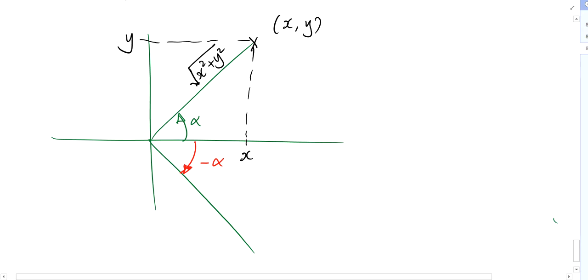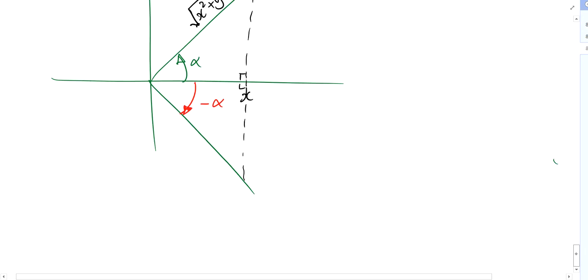And because I have another angle, a negative angle, I can do the same, right? So I draw this line down. What is the length again for the hypotenuse? Square root x squared plus negative y squared, which is the same as square root x squared plus y squared, right? No change. What about the y value? Negative y. Okay, and they share the same x value.